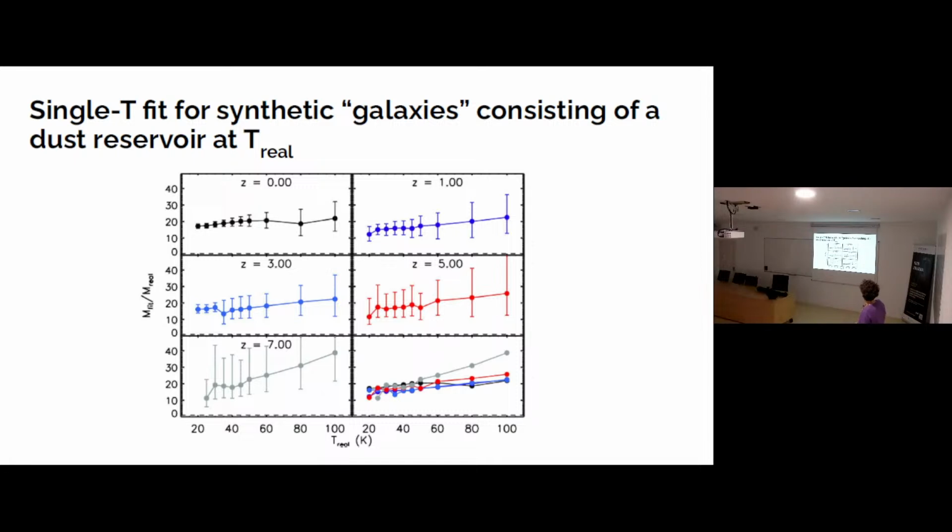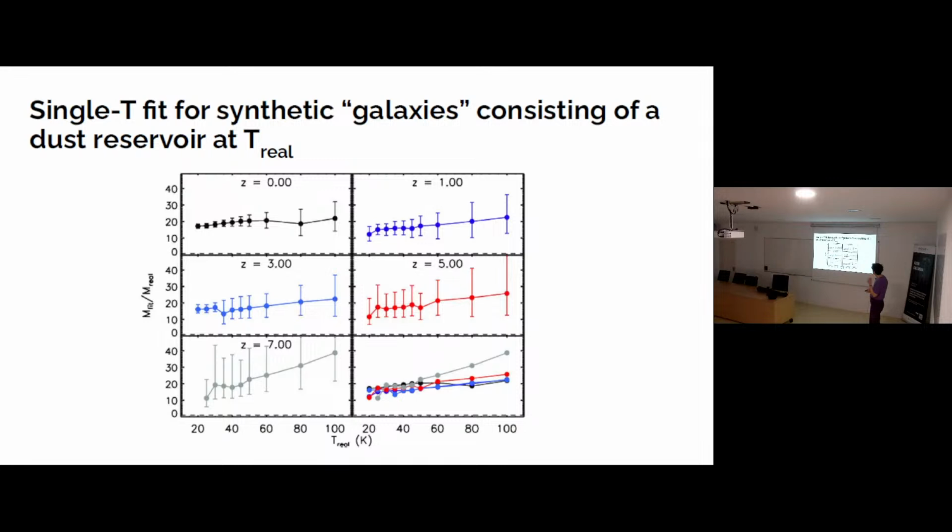Then we actually did a single temperature fit for synthetic galaxies, which has a dust reservoir at a given temperature that we call temperature real. So the real temperature is plotted at the bottom on the horizontal axis, and on the vertical axis we show the ratio between the fitted mass and the real mass that we actually put in. And then we have done this for different redshifts.